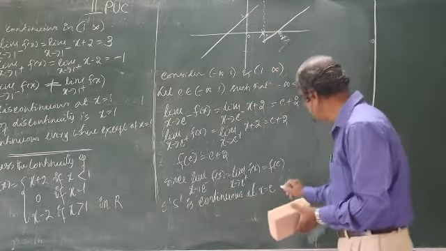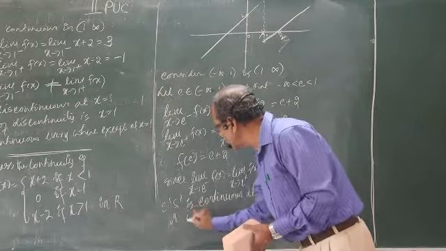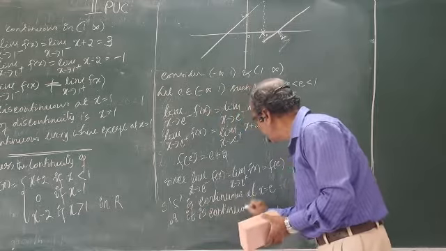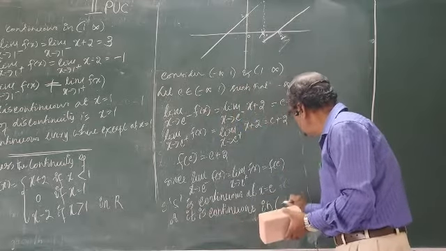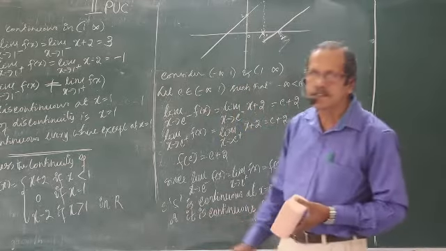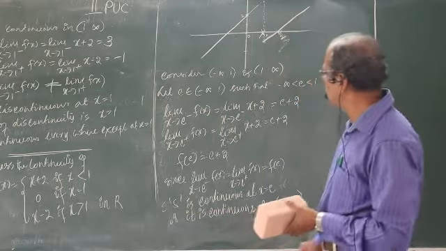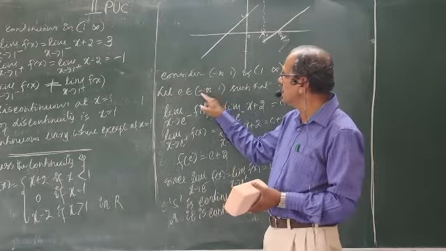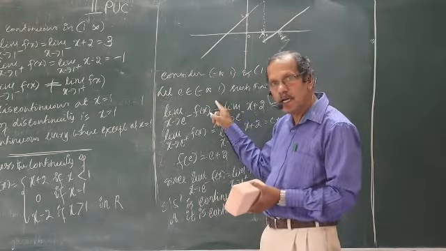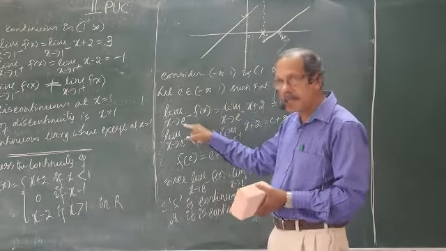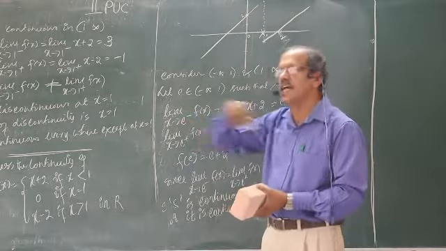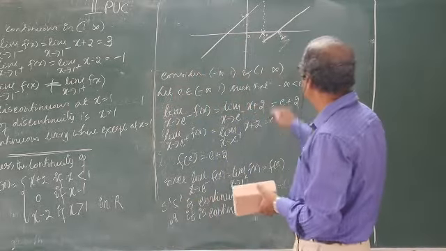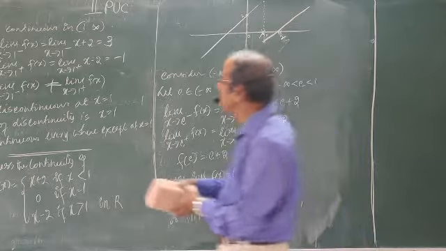Therefore, it is continuous in minus infinity to 1. Since C is an arbitrary point in the interval minus infinity up to 1, and it is continuous at that point, it is continuous in the entire interval minus infinity to 1. Okay, next, another interval, 1 to infinity, let me take that one.